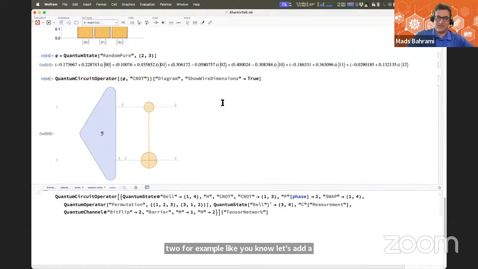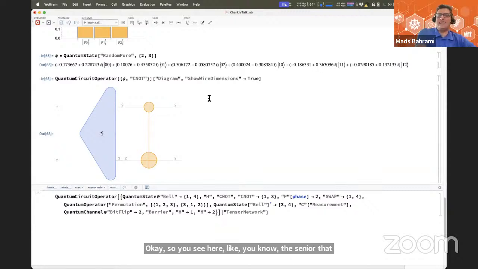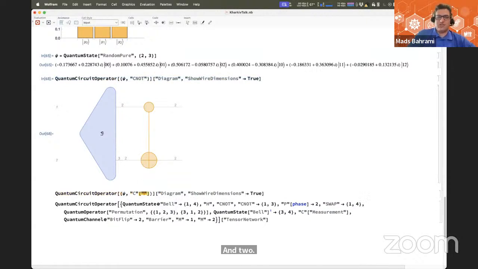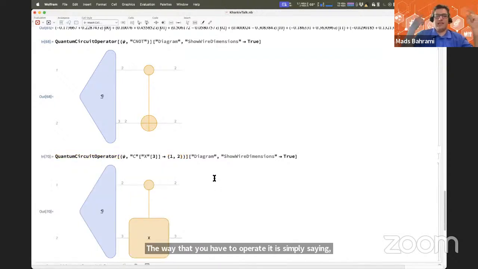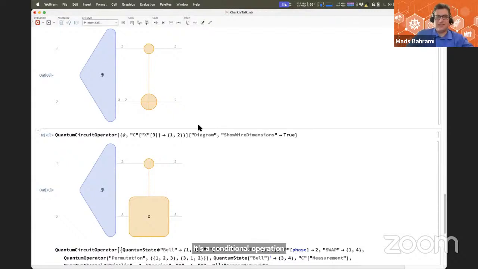Okay, just say it's C naught. So you see here, there is an issue, because if you do not specify the dimension, automatically behind the scenes we are going to assume everything is qubit. The C naught that is acting has the dimension 2 and 2. And if you want to evaluate what's going to happen next, it's going to look very strange. So the way you have to operate it is simply saying, look, it's a conditional operation, but the target has the dimension 3.